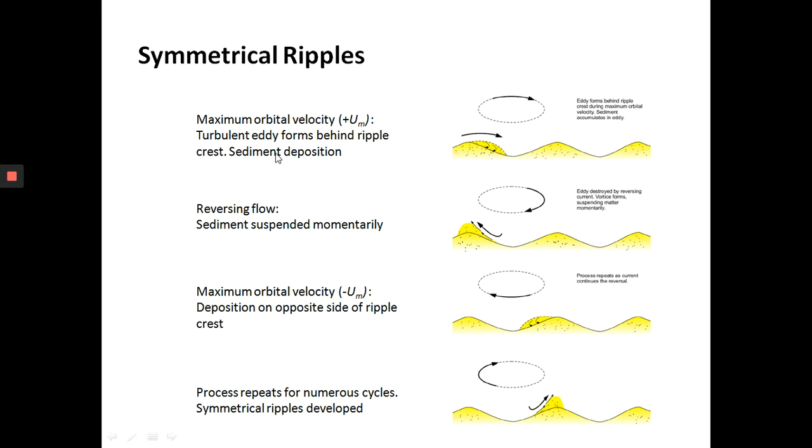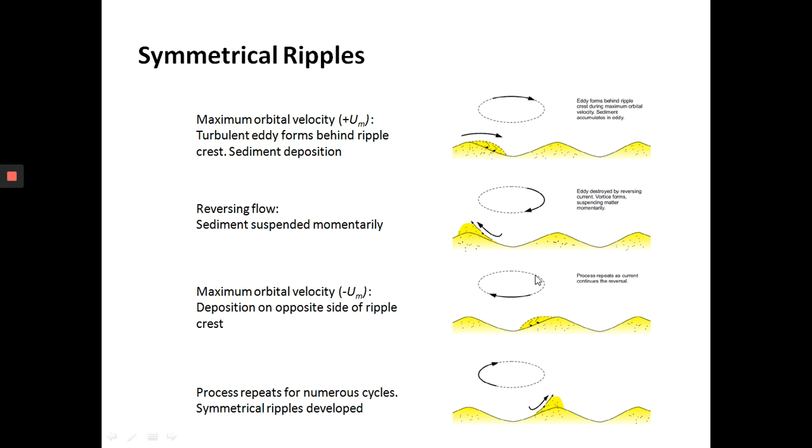So in more detail here, you have a wave passing through the body of water, and the water molecules are moving in an orbital pathway, and they are interacting with the sediment along the bed. So what happens at maximum orbital velocity in the direction of propagation, from left to right in this case, a turbulent eddy forms behind the ripple crest here, and you get sediment being deposited as a layer. And then you have a reversing flow. Flow velocity is decreasing here, and the opposite flow here is sweeping that previously deposited sediment, and the sediment is suspended momentarily.